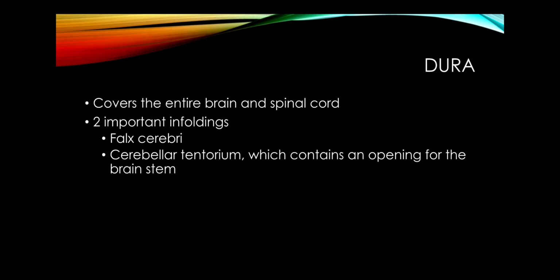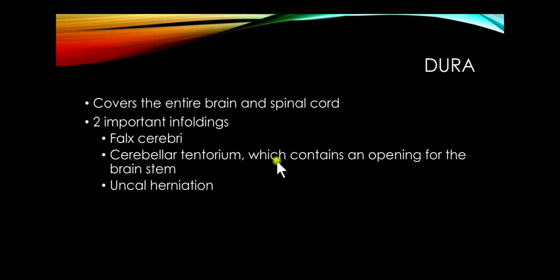So the dura covers the entire brain and spinal cord, provides a lot of strength and stability. And there are two important infoldings that you need to know about. The falx cerebri is a reflection of the dura into the interhemispheric fissure that stabilizes the right and left hemisphere of the brain. The cerebellar tentorium is a reflection over the cerebellum that we'll see that provides an important opening for the brainstem.